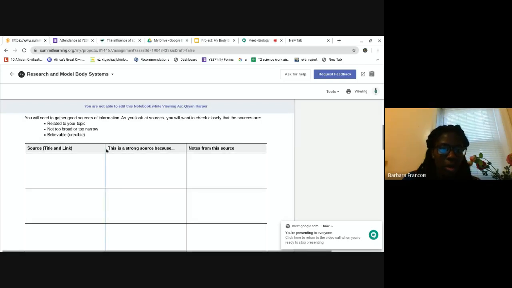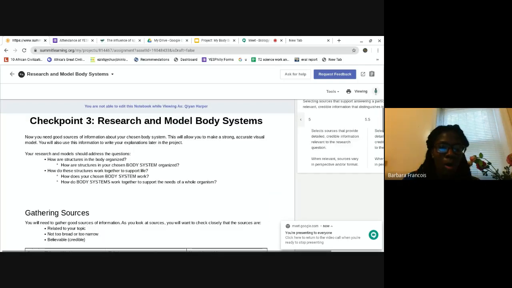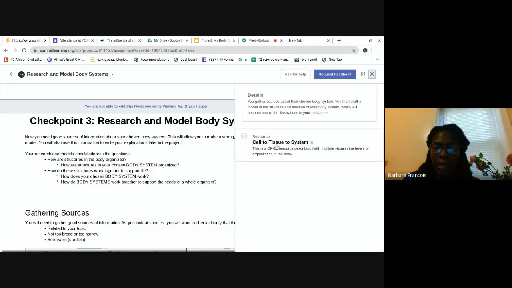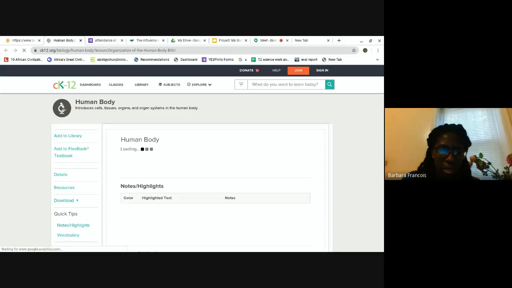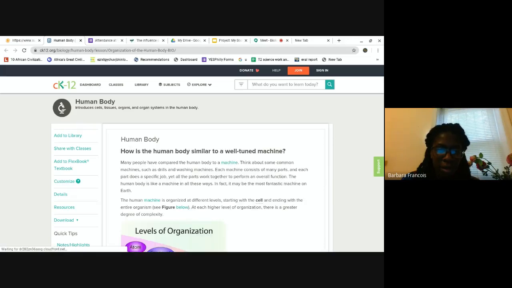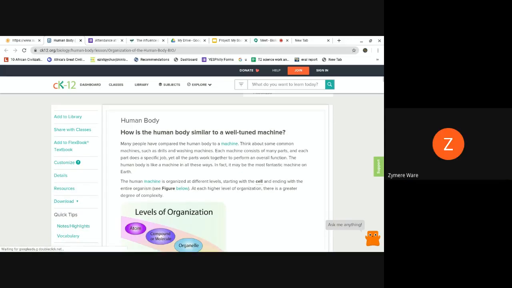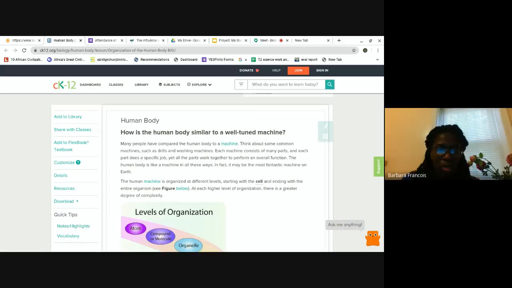So here, this is where you delve into all the organs within your system. This is your student view. When you go on the little clipboard right here, there's a resource right there for you. Let it download. Is everybody seeing the screen? Zamir, are you seeing this? Yes. Okay.